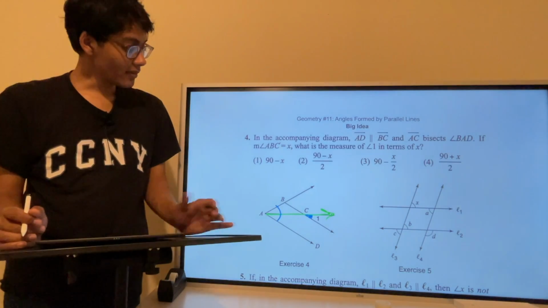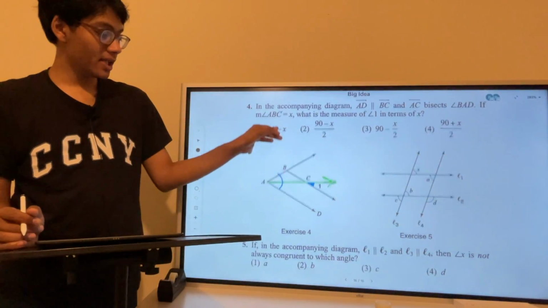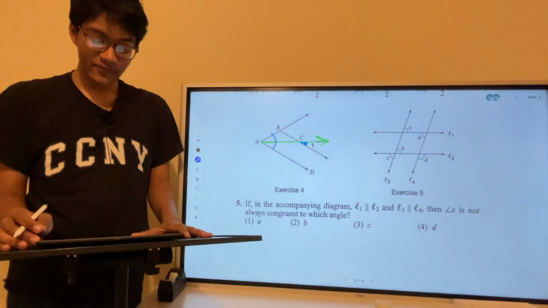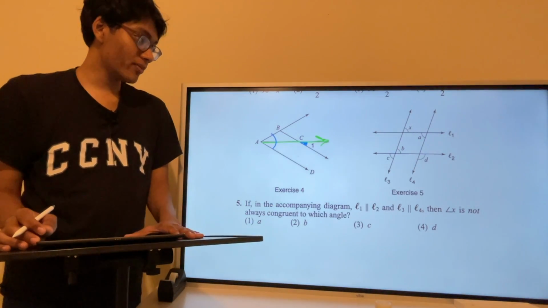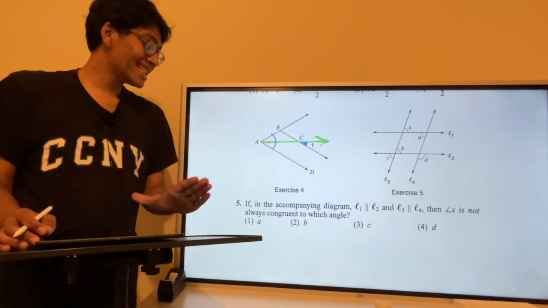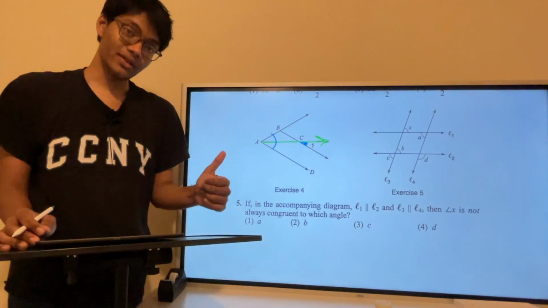And the other part of our big idea is this question. If in the accompanying diagram, line 1 and line 2 are parallel, and line 3 and line 4 are parallel, then angle x is not always congruent to which angle? Good luck and have fun.